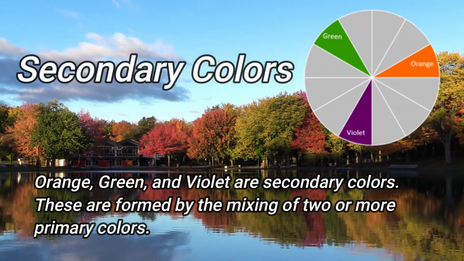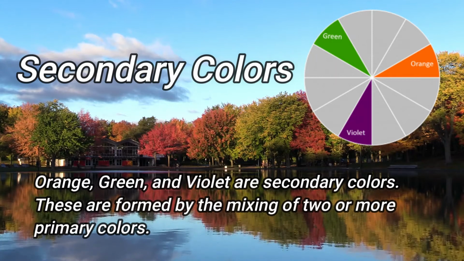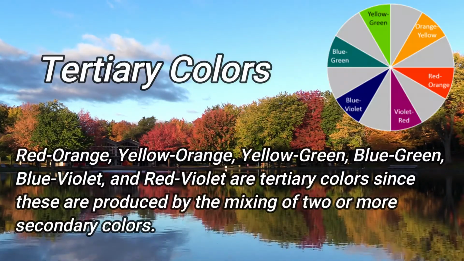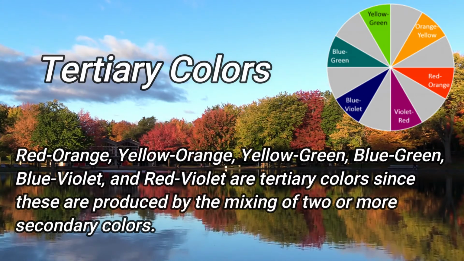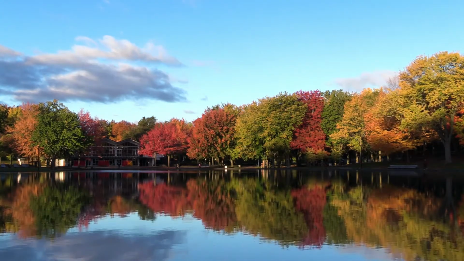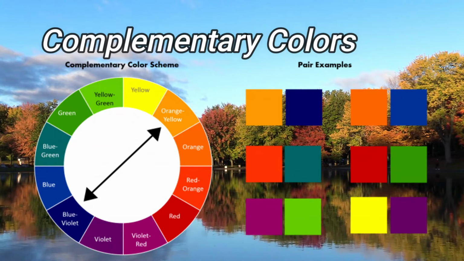Orange, green, and violet are secondary colors. These are formed by the mixing of two primary colors. Red-orange, yellow-orange, yellow-green, blue-green, blue-violet, and red-violet are tertiary colors, since these are produced by the mixing of primary and secondary colors. Complementary colors.